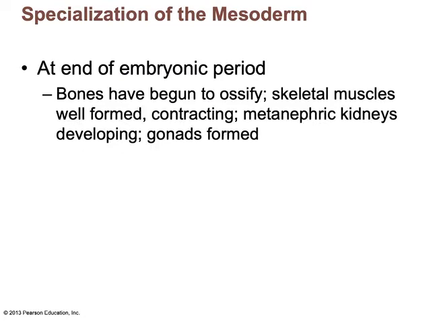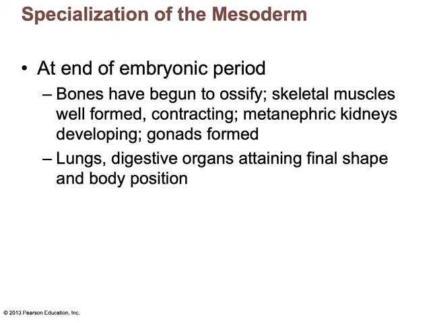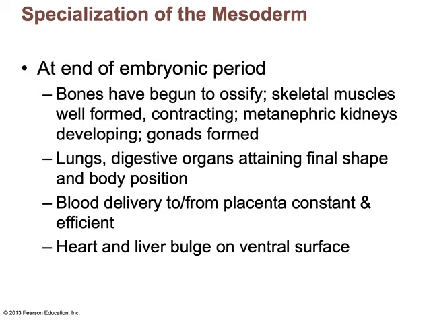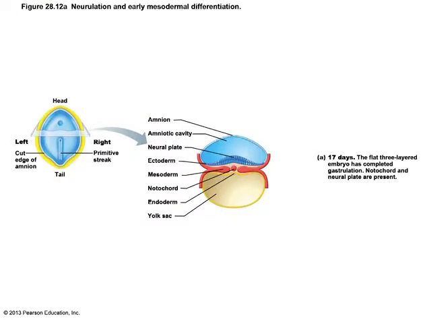Okay? At the end of the embryonic period, bones ossify, skeletal muscles form and contract, and the kidneys begin to develop and the gonads form. Lungs and GI organs are going to form their final shape and be located in their final body position. Blood delivery to and from the placenta is effective, and the heart and liver are visible on the ventral surface.